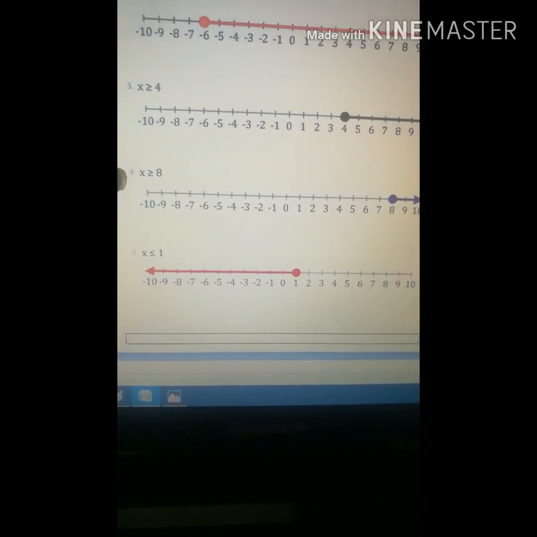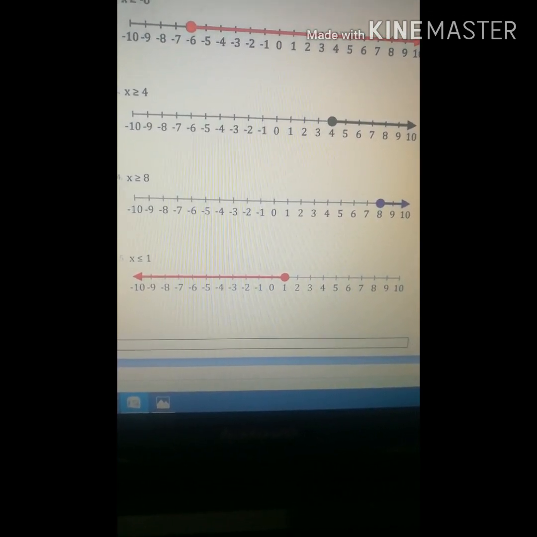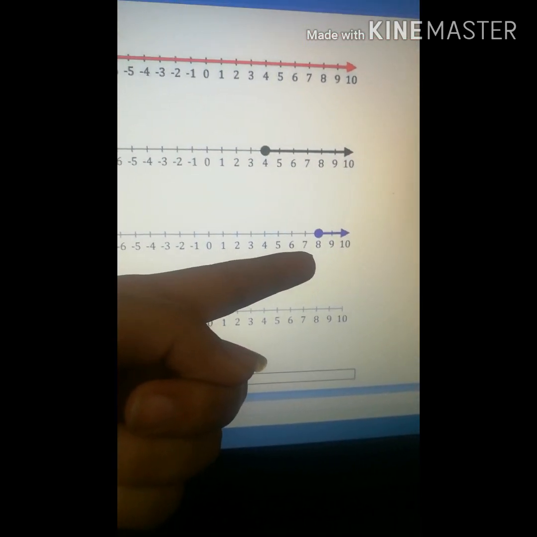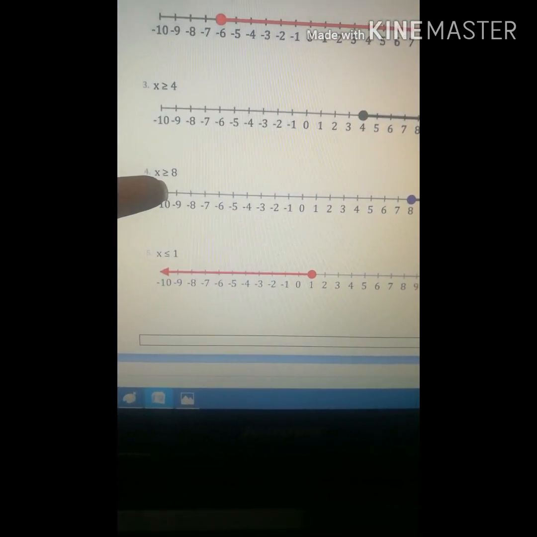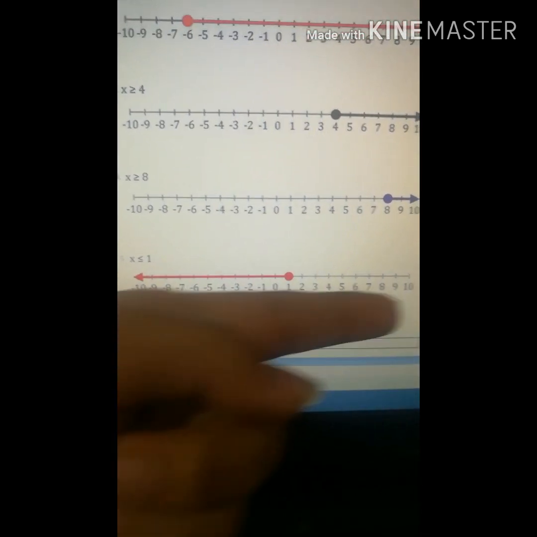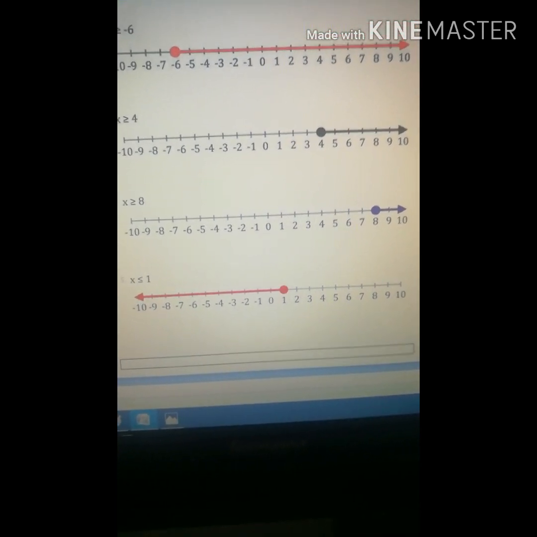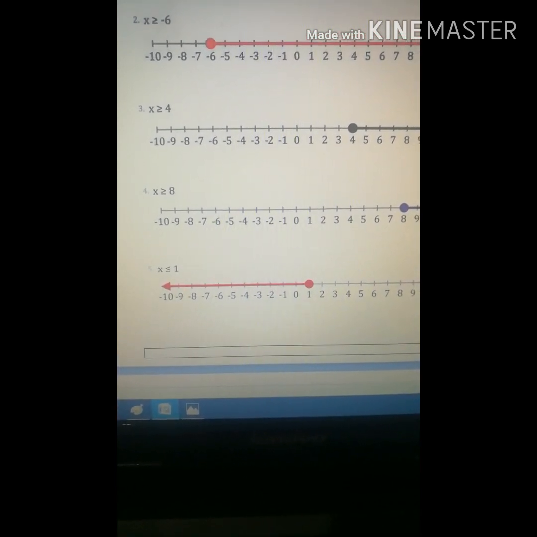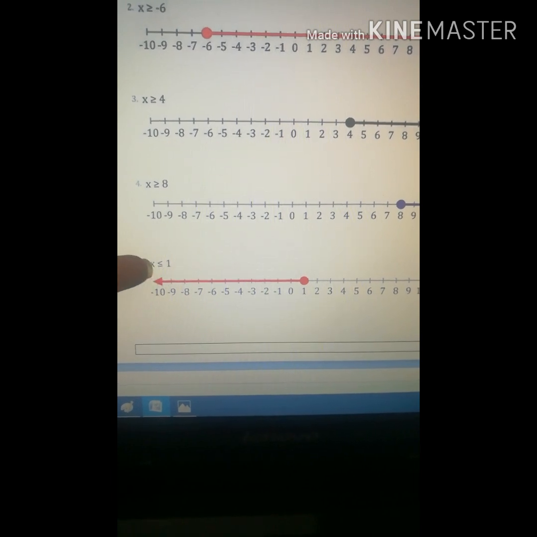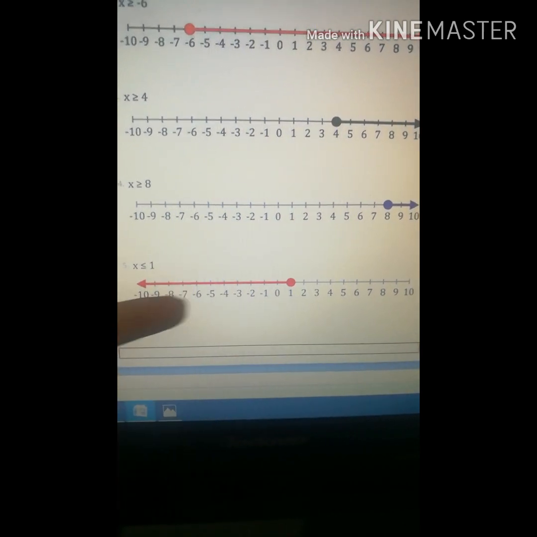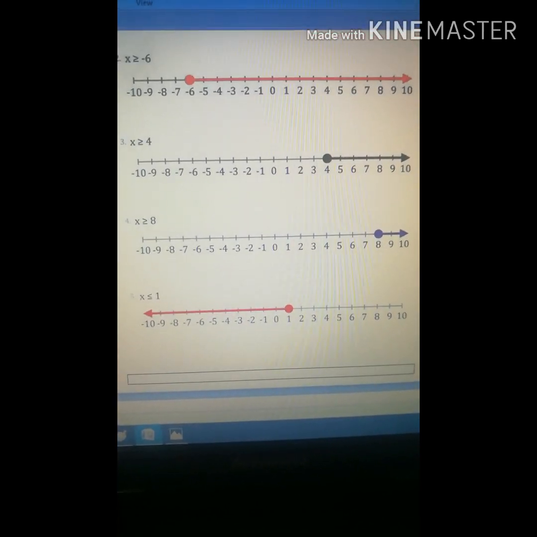Question number 4: x is more than or equal to 8. As you can see here, 8 is the starting point, so you start from 8. I see more than, so you go to the right side. If I pick 9 as an example, 9 is more than or equal to 8, so this is correct. Let's move on. Question number 5: the variable x less than or equal to 1. You start from 1. We have less than, which means you go to the left side, so the arrow goes to the left, as you can see here.